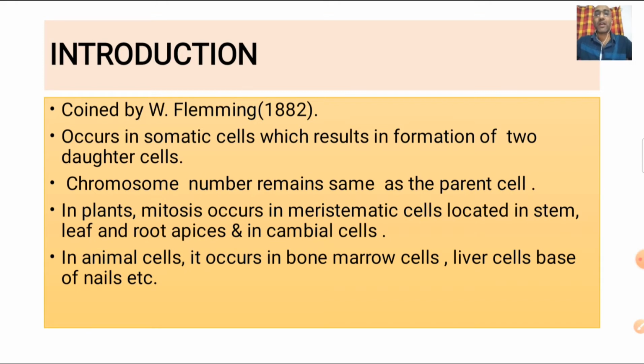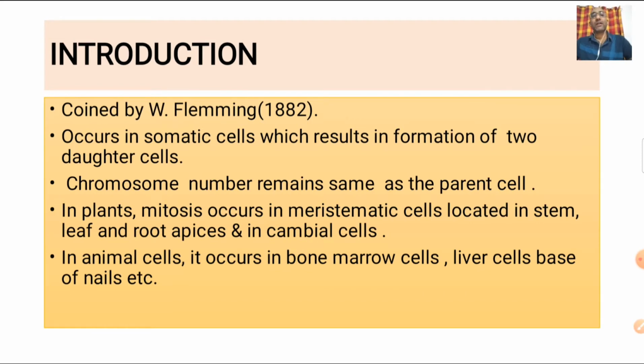In plants, mitosis is confined to the vegetative parts, which include roots, stems and leaves. Whereas in animals, it occurs in bone marrow cells, liver cells and the base of nails.